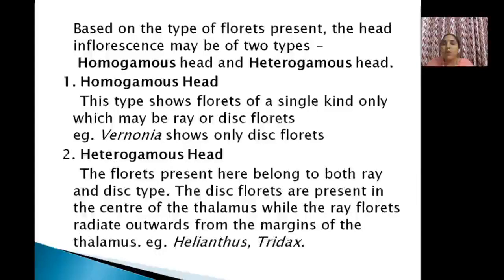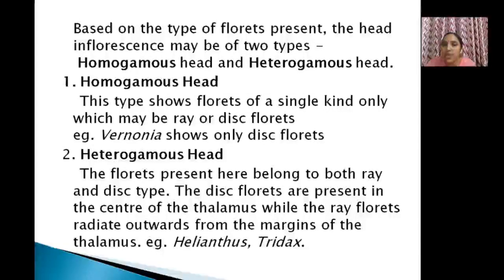There are two types of head, homogamous head and heterogamous head. Homogamous means what? Only a single kind, only ray floret or only disc floret. Vernonia is an example. Heterogamous means both conditions, that is ray floret and disc floret. Tridax, Helianthus, sunflower are all examples of heterogamous head. So with the main axis flattened there is only one type, head or capitulum, and two types are there, homogamous head or heterogamous head.